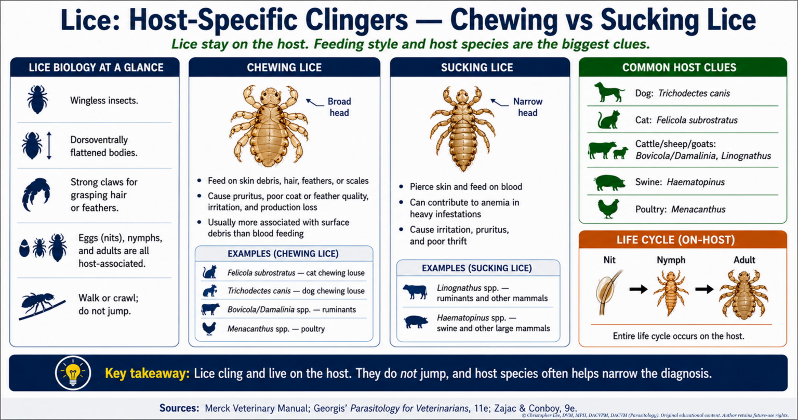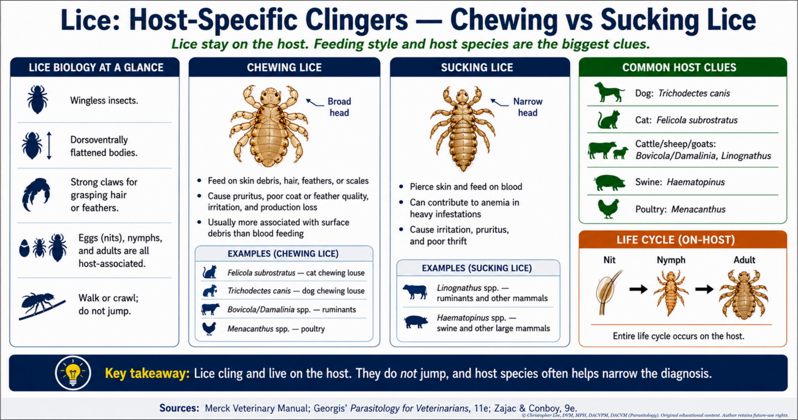If fleas are jumpers, lice are clingers. Lice are wingless, flattened insects with claws built for grasping hairs or feathers. They are not built for athletic jumping. They're built for staying put. The practical split is chewing versus sucking. Chewing lice feed on skin debris, hair, feathers, scales, and surface material. They tend to cause pruritus, rough coat, feather damage, scaling, and poor thrift.